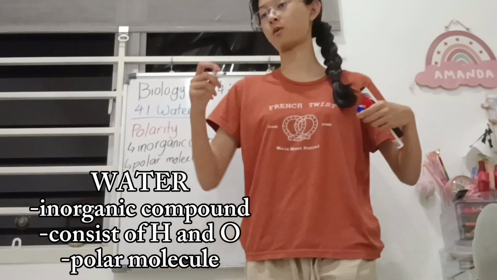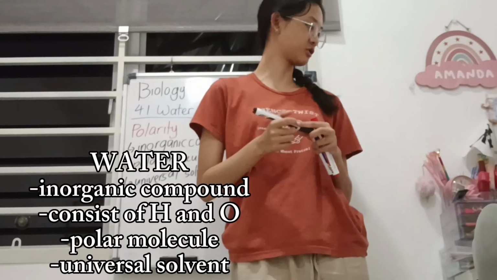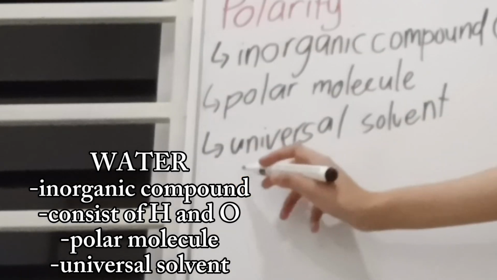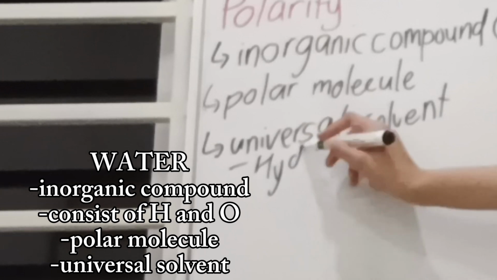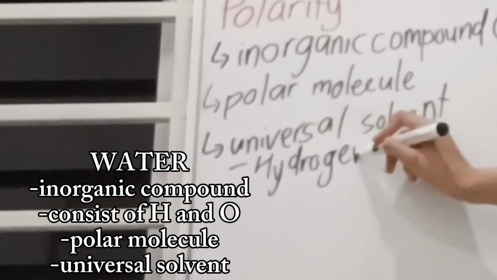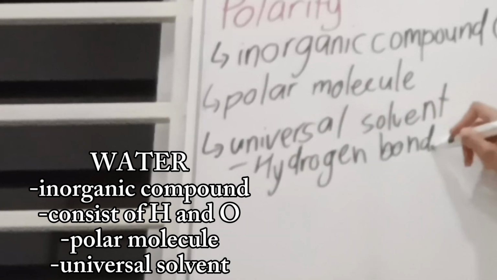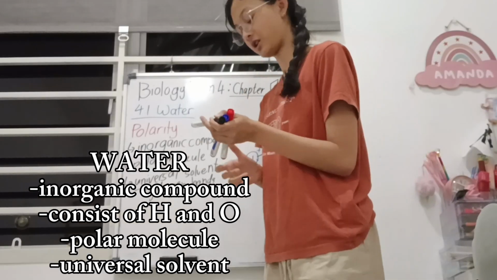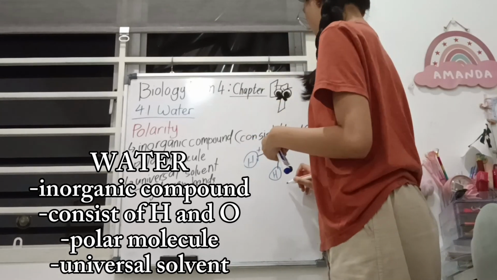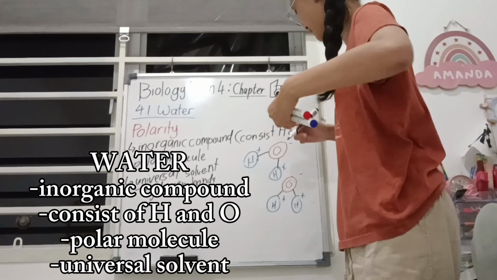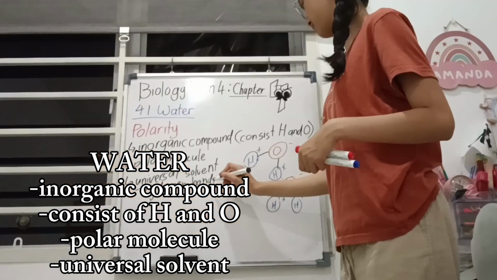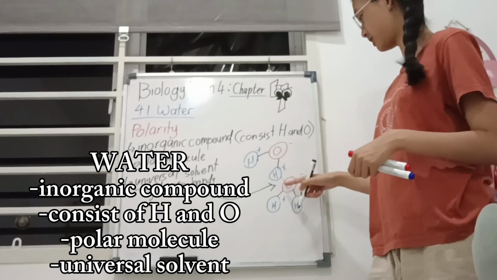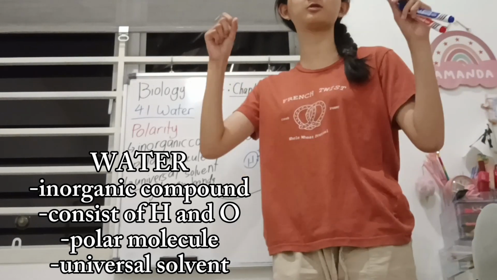For the third point, water is a universal solvent. Why? Because of its hydrogen bonds. What are hydrogen bonds? For example, this is another water molecule. A hydrogen bond is like this. It bonds with the hydrogen, see? In between the hydrogen and the oxygen, so they will be together, like a choo-choo train.